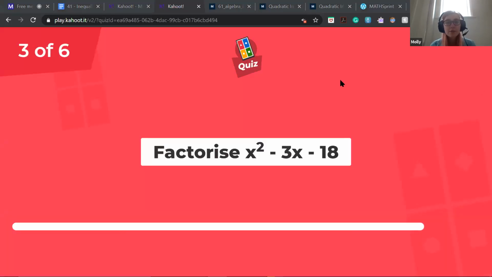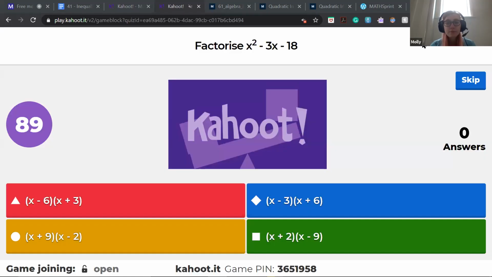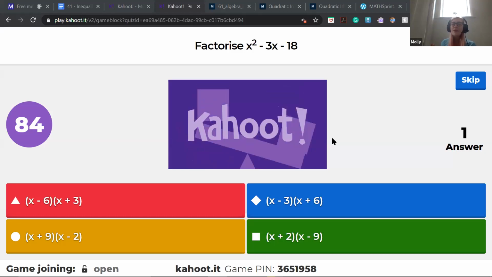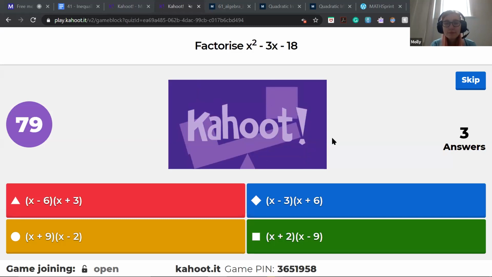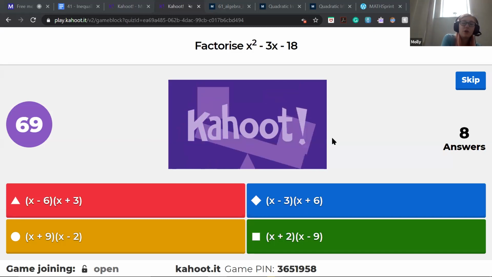Okay, let's do a factorize. Hopefully this can bring up our percentage. So even if you know what the numbers are, think about which one goes in which bracket.